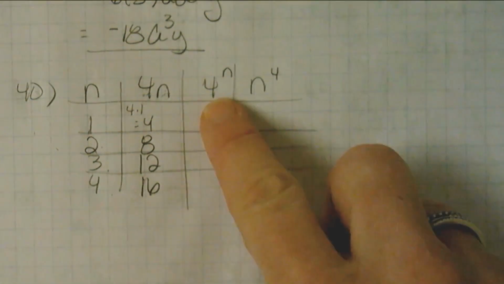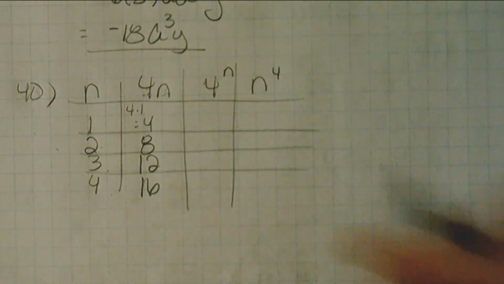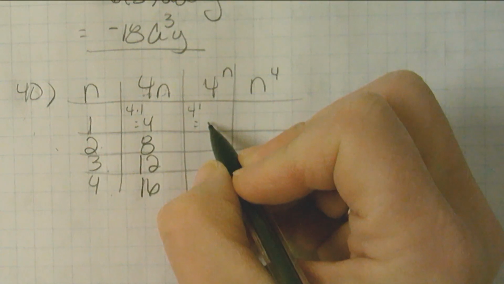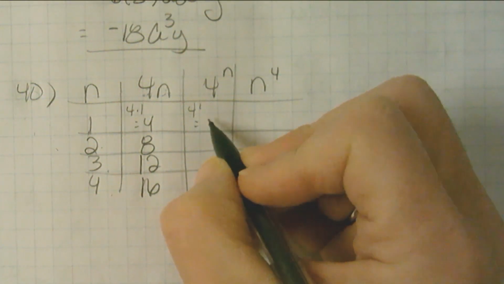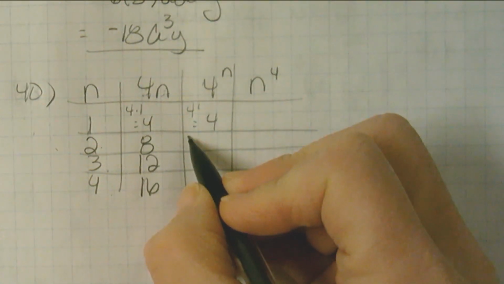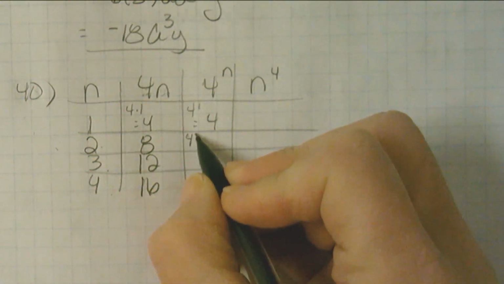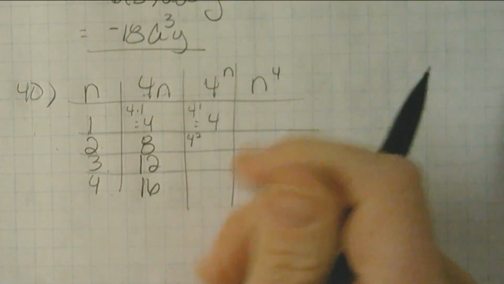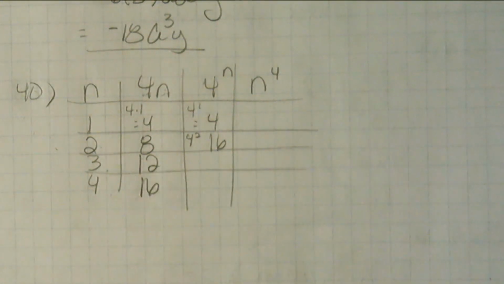Someone tell me what I do for the second column. Mateo? 4 to the first power, which means 4 times itself once. So that's 4. All right, how about my next one? What does this one say? What's the math I'm doing for this one? Christiana? No. Remember 4 to the power 2 means 4 times 4. This is 16.